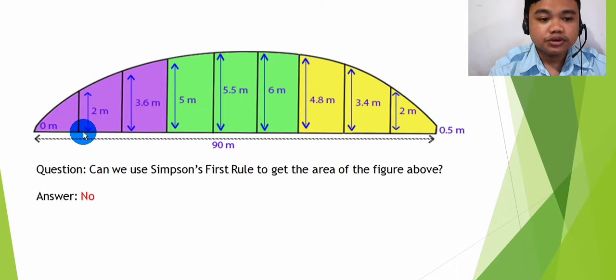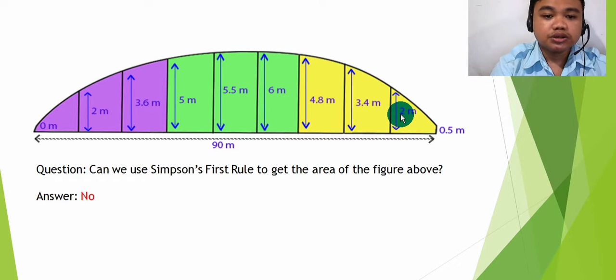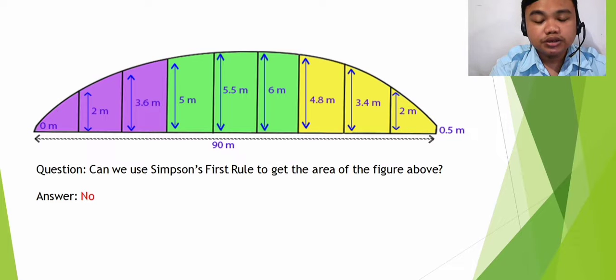First, we need to have an even number of sections. So let us count how many sections. 1, 2, 3, 4, 5, 6, 7, 8, 9. So it already does not meet the requirement of an even number of sections. If either one of the requirements is not met, Simpson's first rule should not be used.